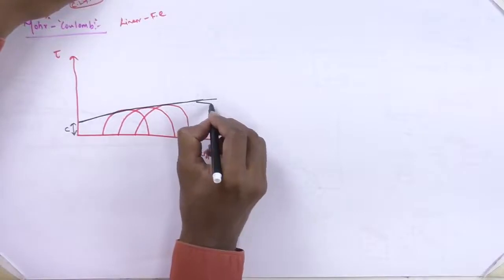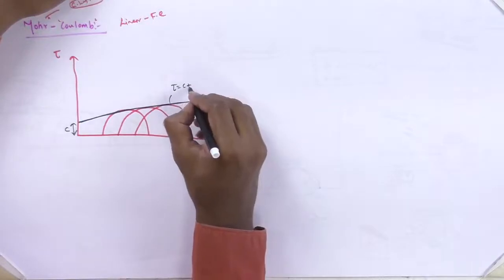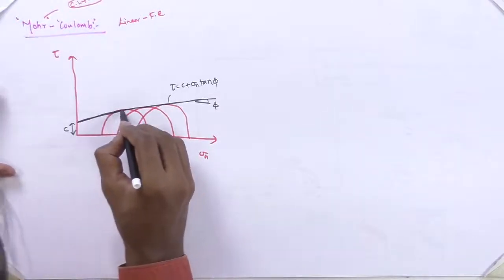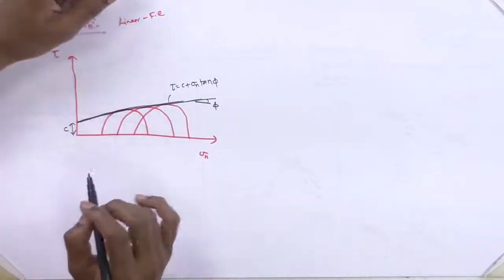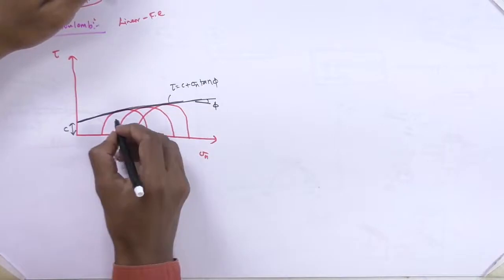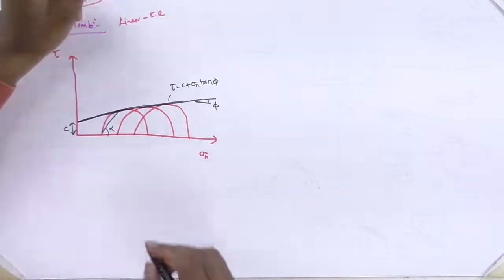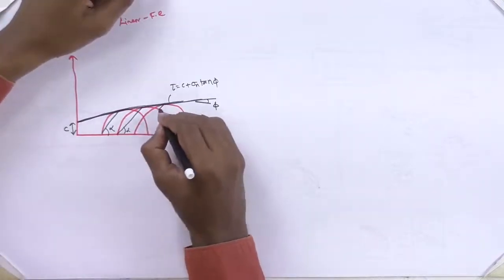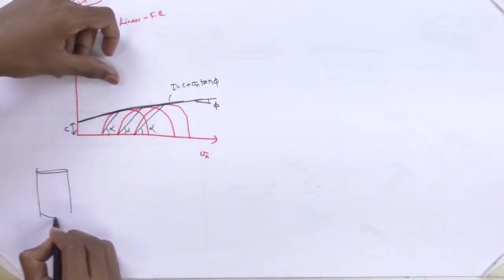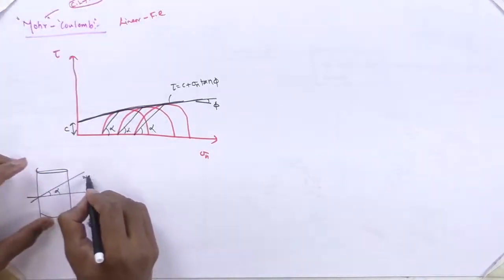So we get C, and this is the phi value, and the equation of this as described by Coulomb is C plus sigma tan phi. The failure envelope is found by alpha. If you draw any, it is going to be the same value of alpha only, so your sample is going to fail along this alpha. So this is a weak plane.